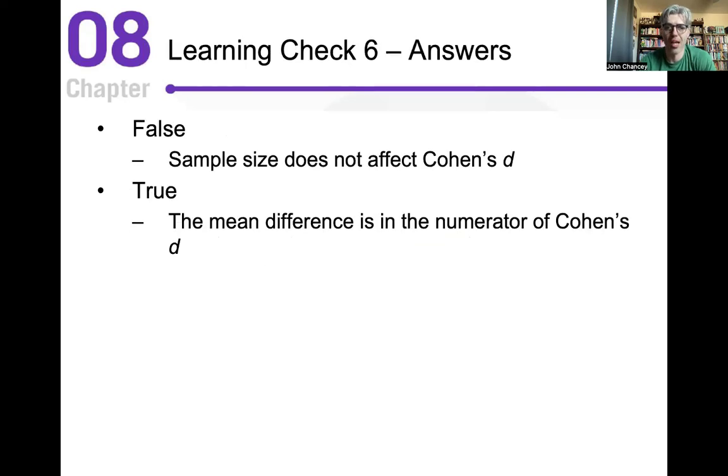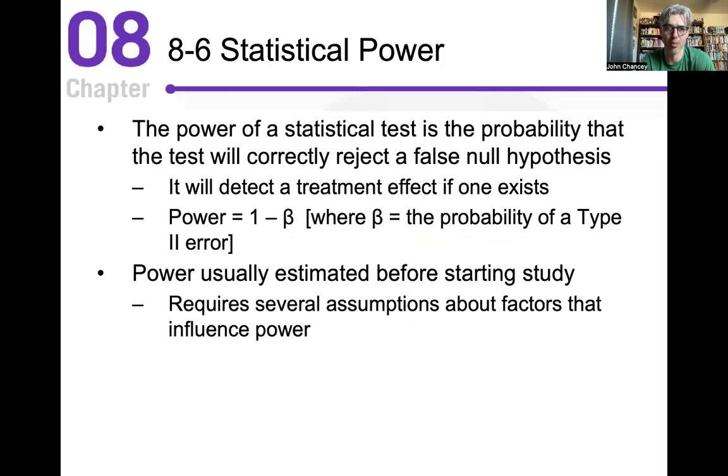First one is false. Sample size does not affect Cohen's d. Remember that equation, sample size does not take effect. The second one is true. The mean difference is in the numerator of Cohen's d. So just go back to the equation to be able to answer both of those.